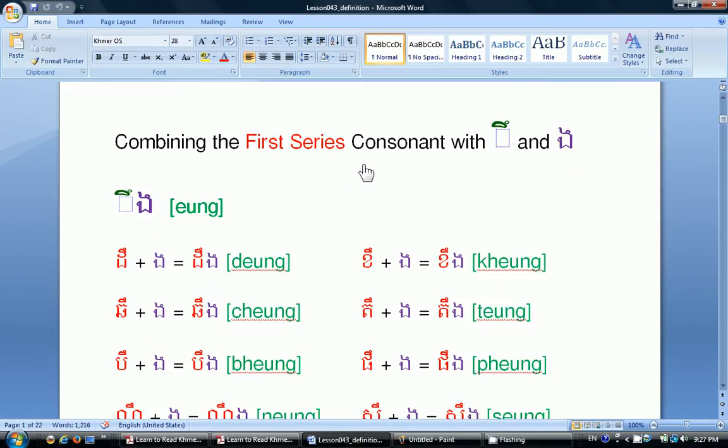Combining the first series consonant with the vowels and end with consonant ngor. The vowels are or and consonant ngor. Ngor ung. Okay, so now let's practice reading these words. Đo d ngor đằng. Kho k ngor khằng.